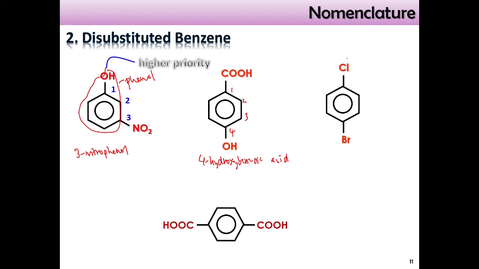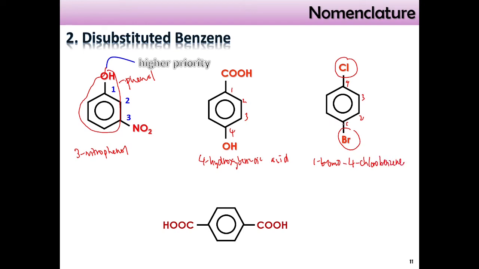And this one, Cl and Br is the same priority because both are halogens. But you can give priority to alphabet. Okay, alphabet. So Br is before Cl. So this one you can name it 1-bromo. If this one is 1-bromo, and this one will be 4. 1-bromo, 4-chloro benzene.